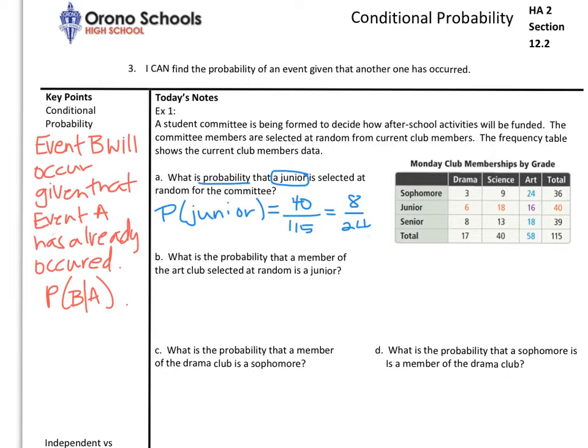I said 23rds and I wrote 24. Sometimes that happens. There we go. 8/23, or like I said, about a 25% chance.